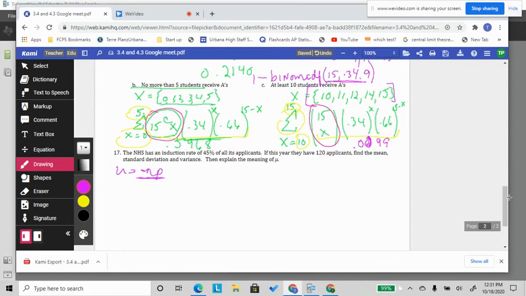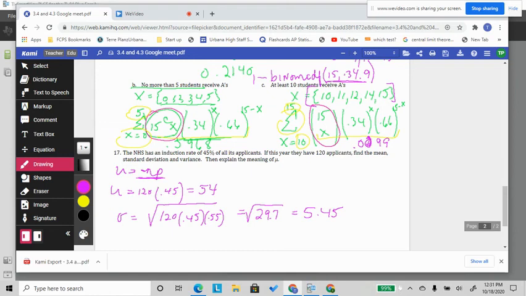So NHS applications are due, I think, this week. So N is 120. P is 0.45. Simply multiply them together, 54. Variance, N times P times Q equals, multiply them together, you get 29.7. Square root it, that's your standard deviation, 5.45.